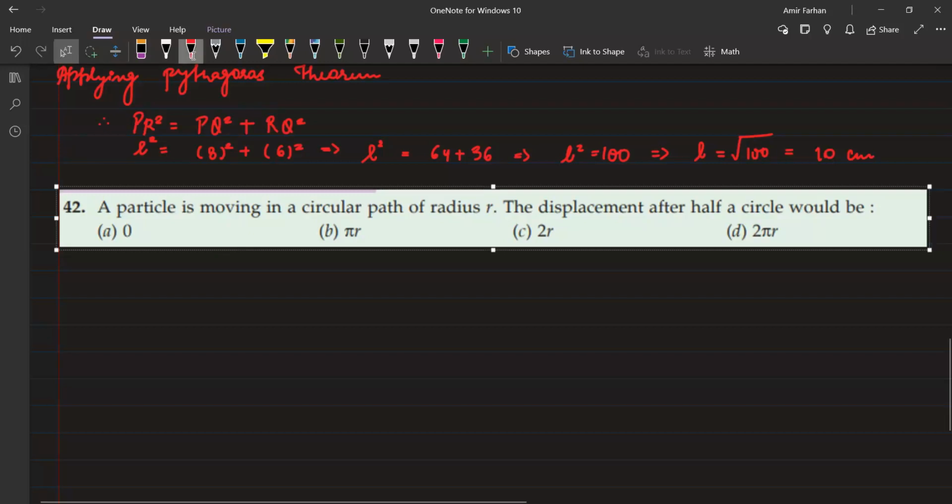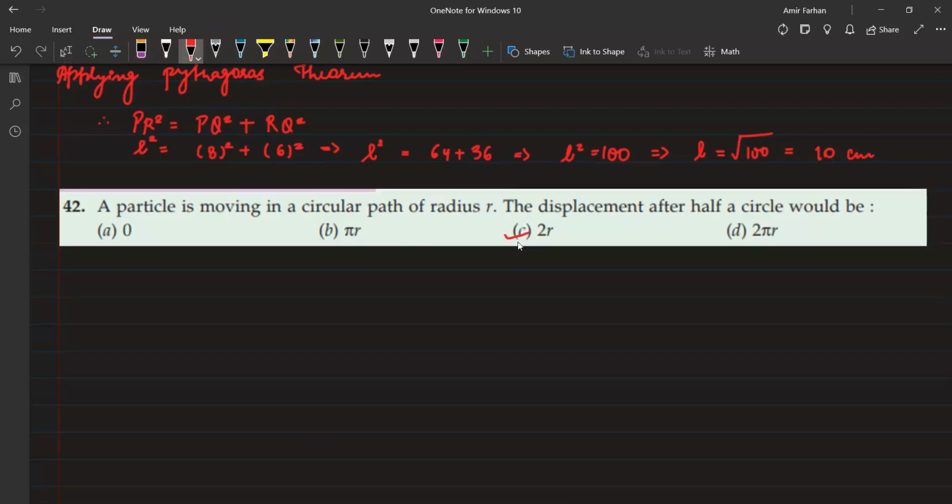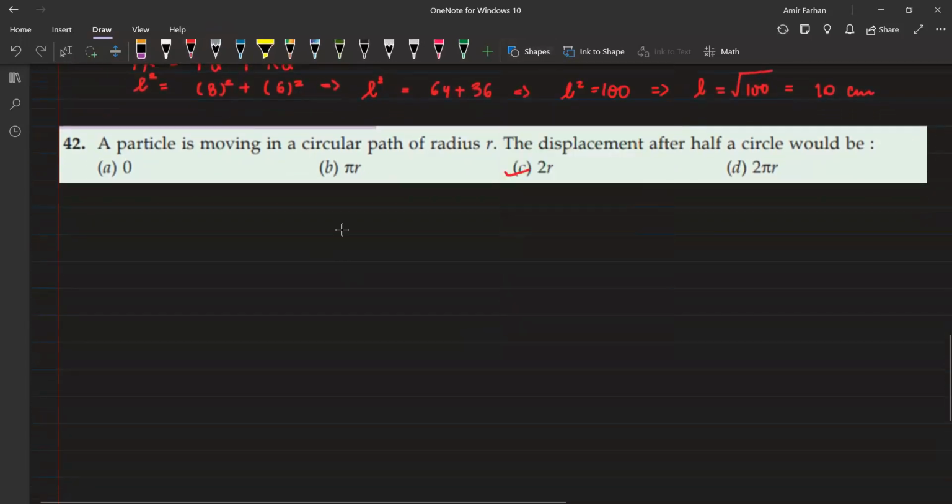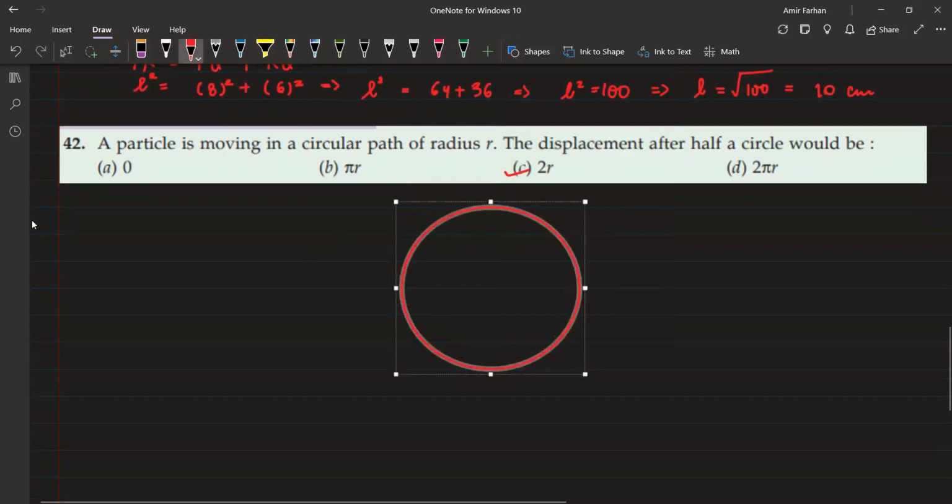Very good, dear. It's absolutely correct. Okay, so let me explain with the help of the diagram, because visualization is the key part of physics. If you can visualize, you can easily solve physics. So suppose, Ayan, this is a point A from where you have started. If you are completing one circle, what will be the distance that you have covered?